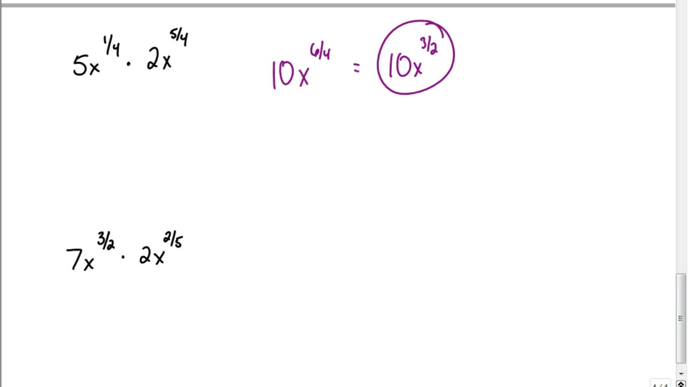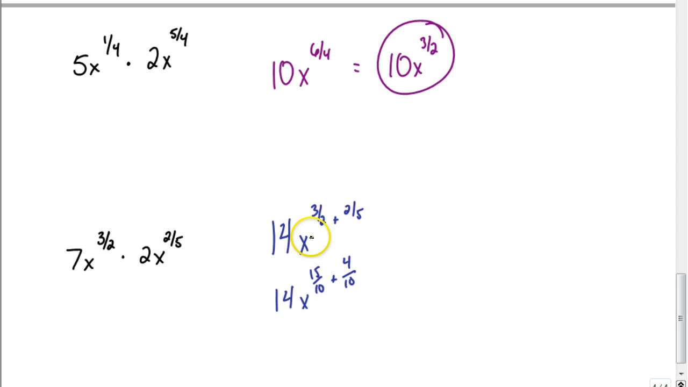For the next one, 7 times 2 is 14. Now the problem here is 3/2 and 2/5 have different denominators. So I'm going to change those to have a common denominator. So let's use 10. So I would have 15/10 plus, 5 times 2 is 10, so we have to take 2 times 2 and get 4.